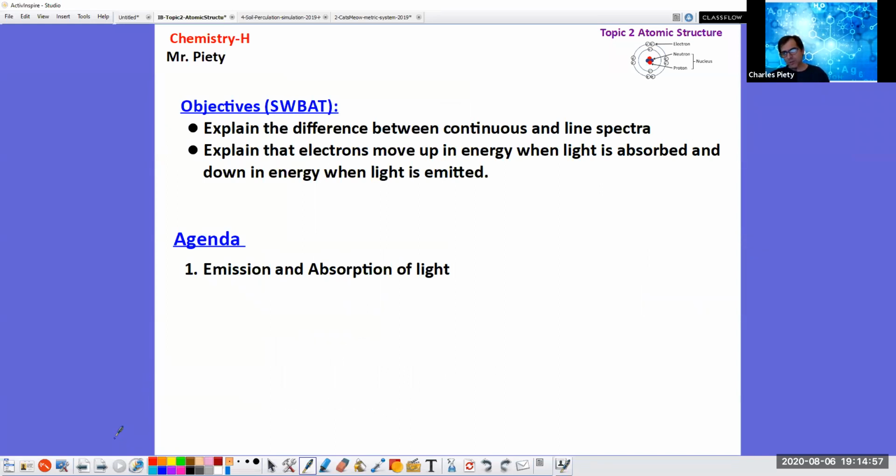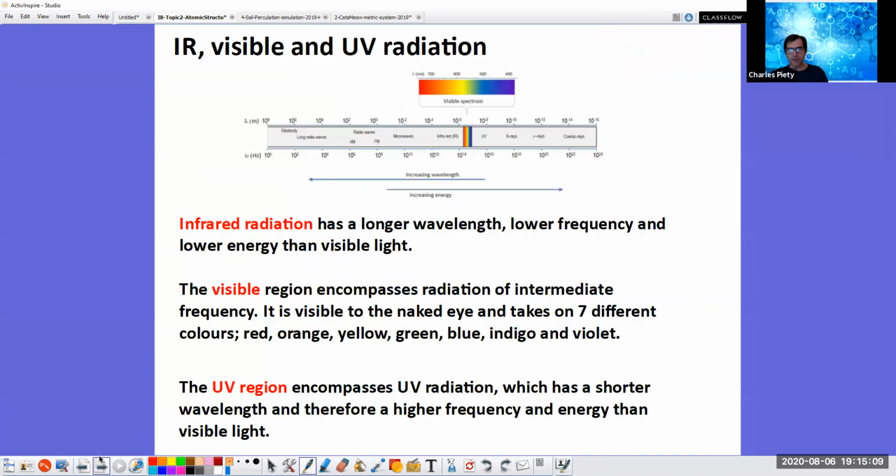Explain the difference between continuous and line spectra. Explain when electrons move up in energy when light is absorbed and down when light is emitted. That's an important idea. Now, if you were taking physics, you're going to learn a lot more about this. For IB chemistry, what do we need to know? What part of this spectrum do we have to understand? Well, we want to know what's happening in the UV, in the visible, and in the infrared.